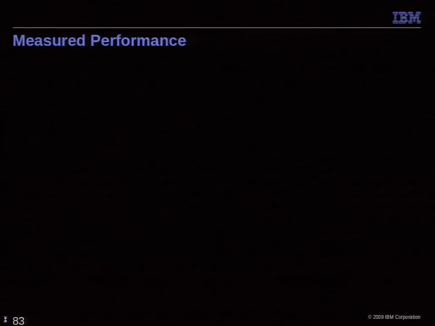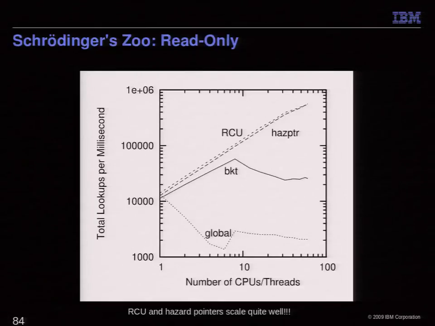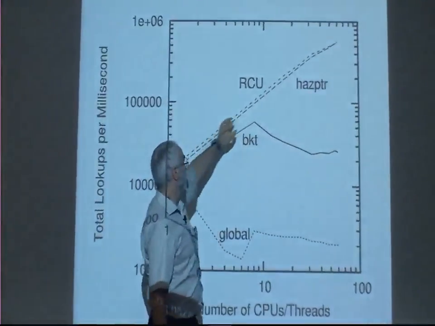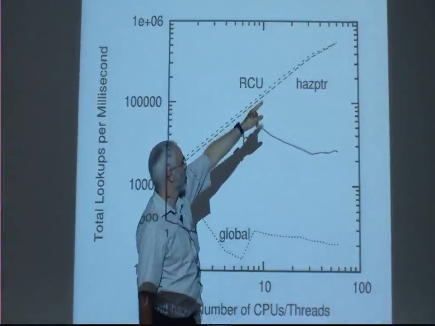Okay, well that's nice in theory. How about practice? So what we're doing is we're using Schrodinger's zoo, and we've got the bucket stuff we saw before, which went up. This is now log scale, so the curves look different shape. Log scale for both the lookups per millisecond and the number of CPUs. So bucket goes up and drops off. RCU and hazard pointers just continue scaling. RCU has a little bit of a drop off.